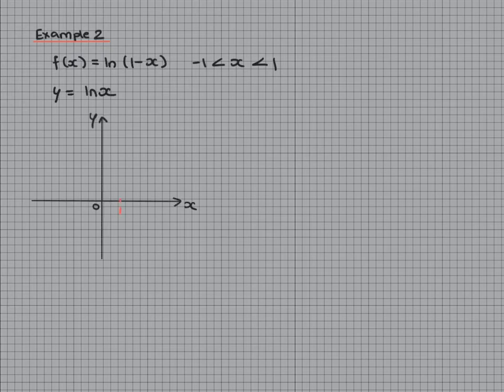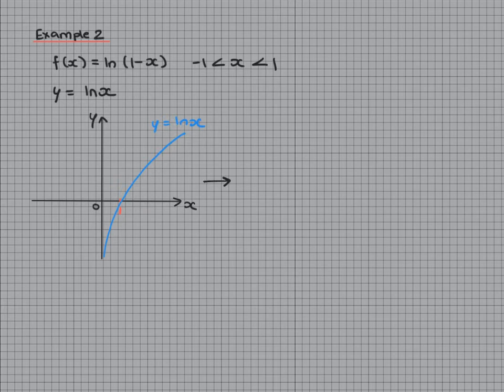We know the graph of ln x has an x-intercept of 1. The y-axis, the negative y-axis, is an asymptote. So the graph looks like that. It's quite a good sketch, if I do say so myself. So y equals ln x.